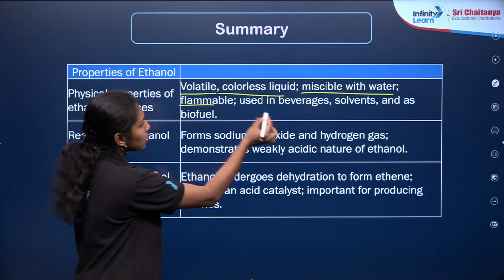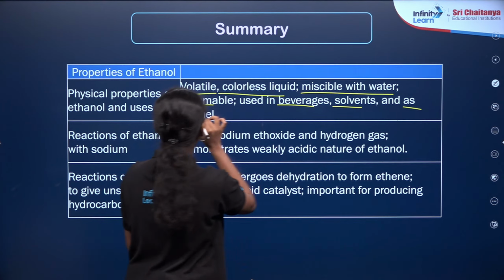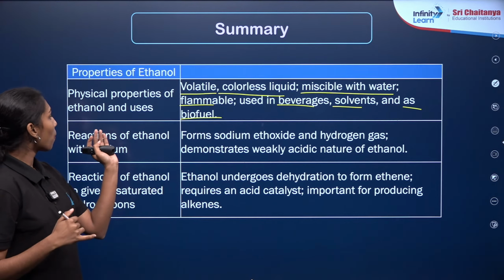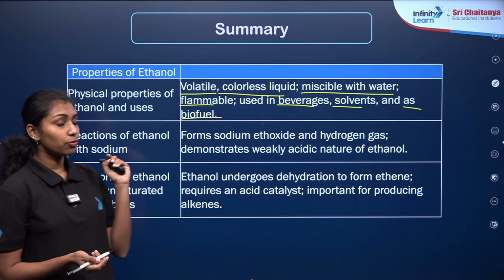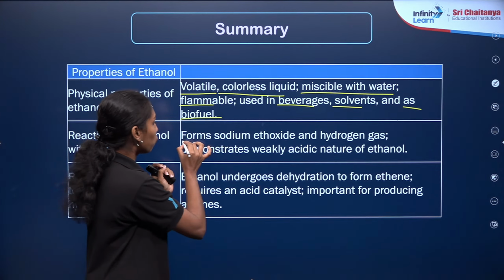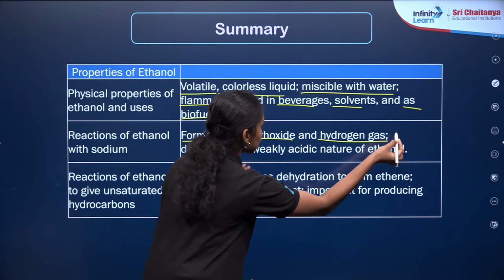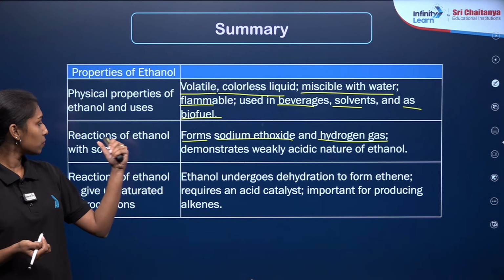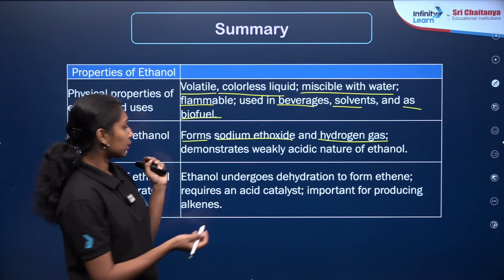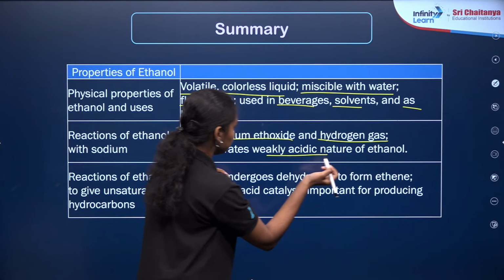Ethanol is flammable and used in beverages, solvents, and as biofuel. So these are the physical properties and the applications of ethanol. Then the reactions. The first reaction we have seen, right? It forms sodium ethoxide and hydrogen gas with sodium metal. In the case of CH3CH2OH, it acts as a weakly acidic compound.